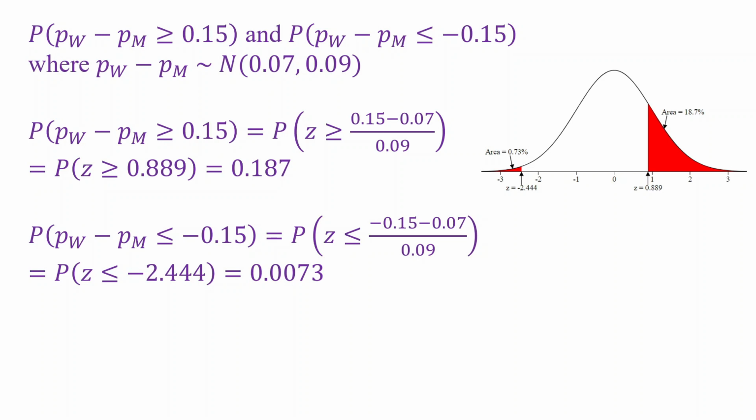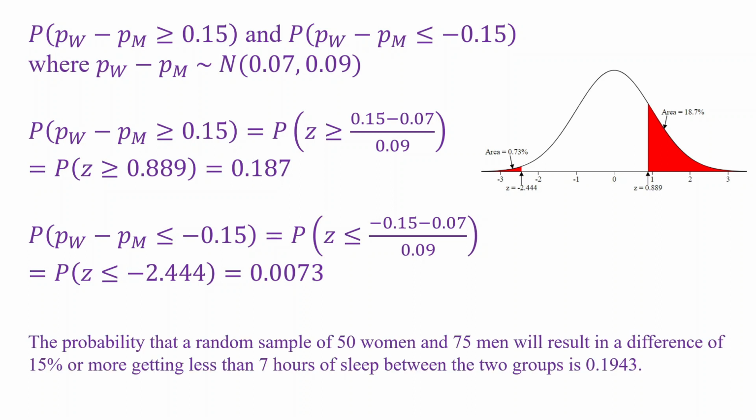Now we need to conclude. What is our conclusion? We want to bring back the context of the problem and answer the question. So the probability that a random sample of 50 women and 75 men will result in a difference of 15% or more, getting less than 7 hours of sleep. So there's my context between the two groups, and then I have this probability by adding up these two values. And that is the end of that. Your conclude only has to be one sentence. And it just has to bring back the context of the problem to finish up the answer.